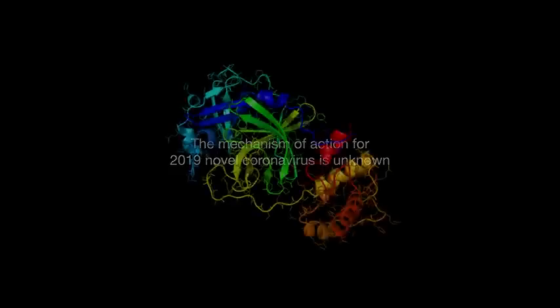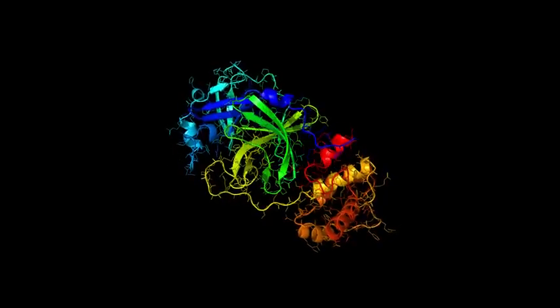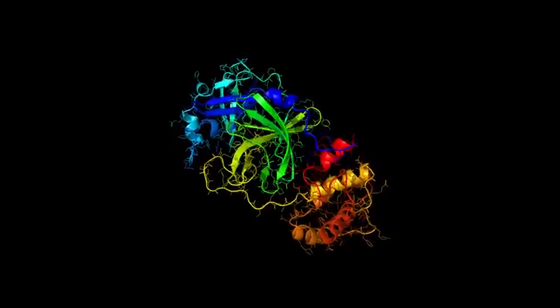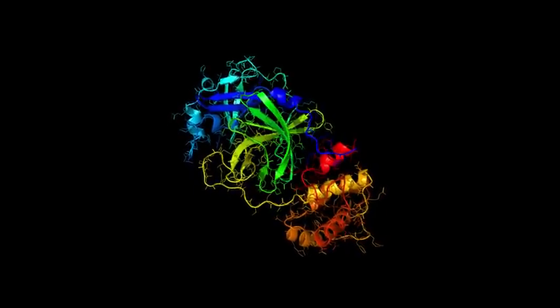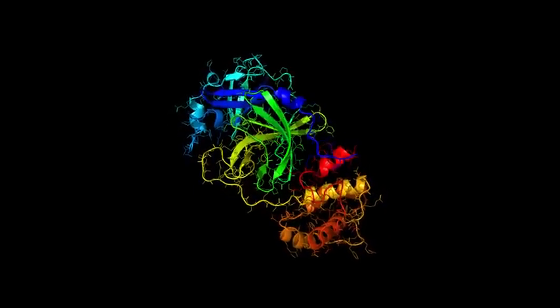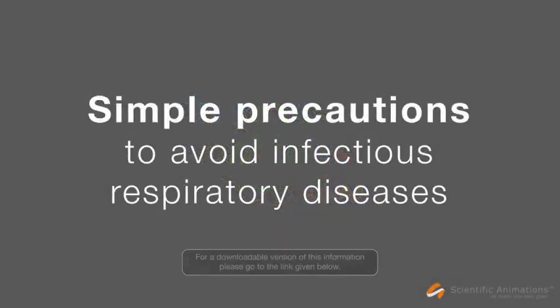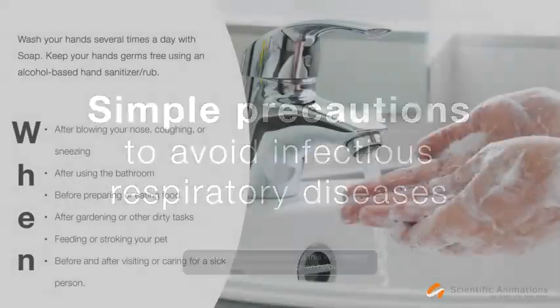It should be noted that the mechanism of action for 2019 novel coronavirus is unknown. However, scientists in China have sequenced the genome, while others have used the sequencing to visualize the structure. There is currently no cure or vaccine for the 2019 novel coronavirus, and treatment is only supportive. Therefore, preventing transmission is paramount.